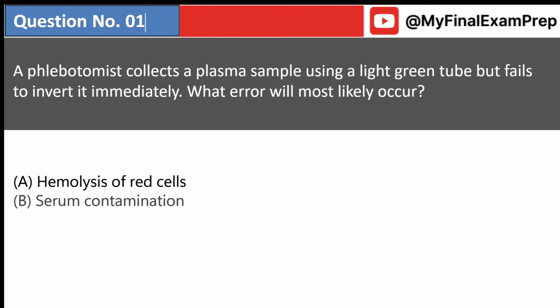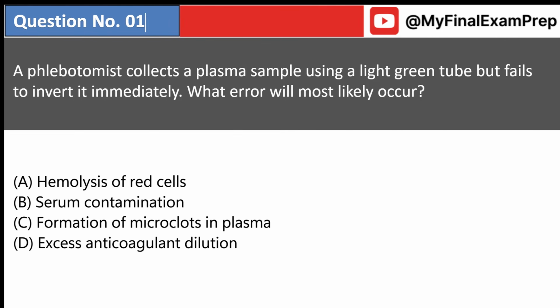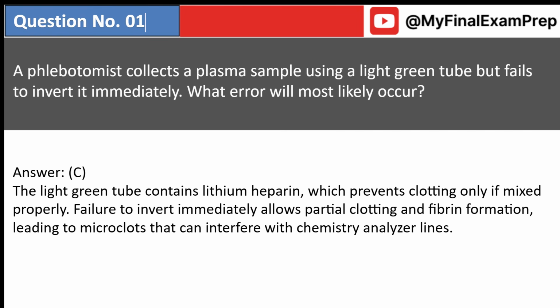A phlebotomist collects a plasma sample using a light green tube but fails to invert it immediately. What error will most likely occur? A. Hemolysis of red cells. B. Serum contamination. C. Formation of microclots in plasma. D. Excess anticoagulant dilution. Answer: C.